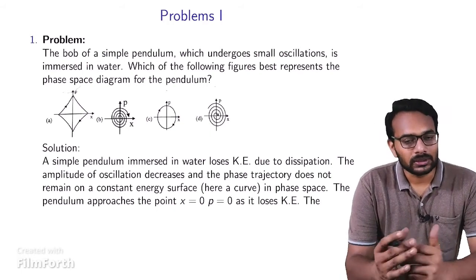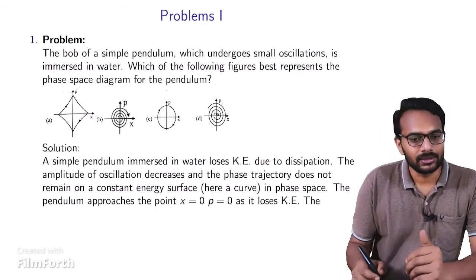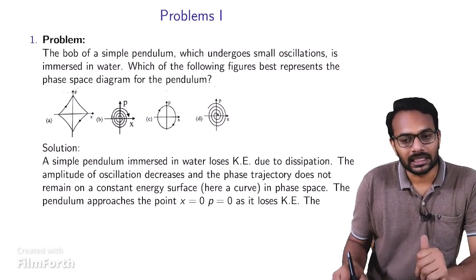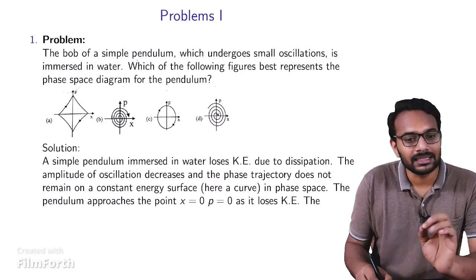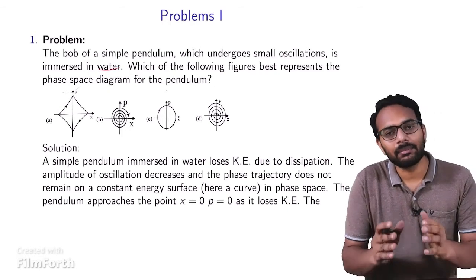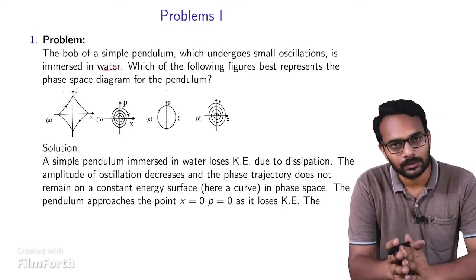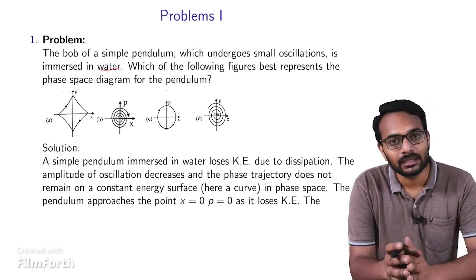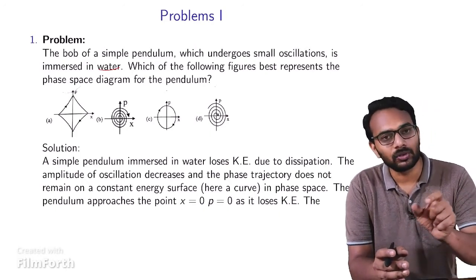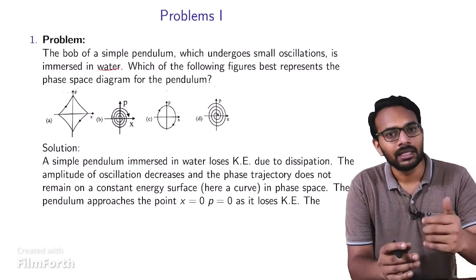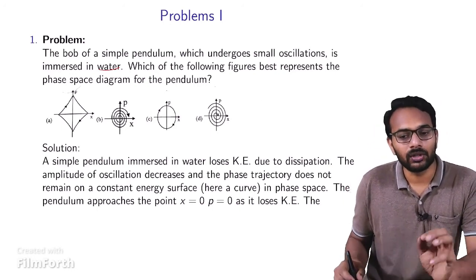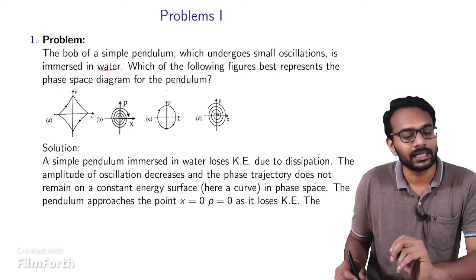This problem was asked in one of the previous NET exams. You see how easily we can solve this problem. The bob of a simple pendulum which undergoes small oscillations is immersed in water. So what happens if a simple pendulum is immersed in water? We know that even if it starts oscillating, the energy gets quickly dissipated, the amplitude of the oscillation will decrease, and it will approach the rest position. Now, which of the following figures best represents the phase space diagram for the pendulum?